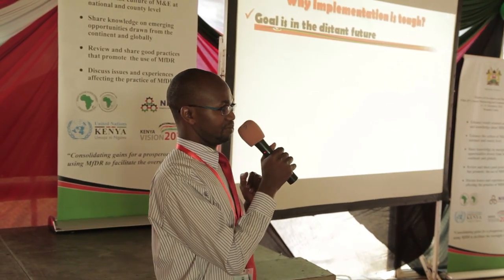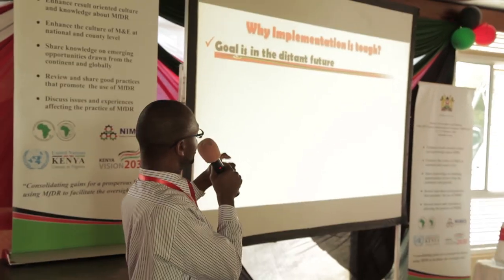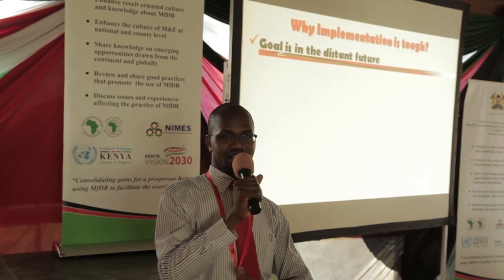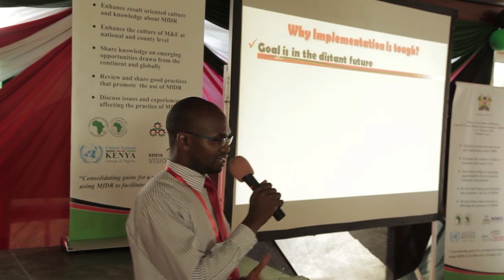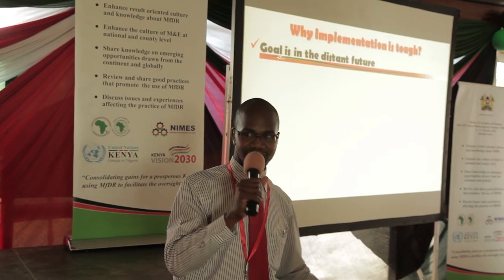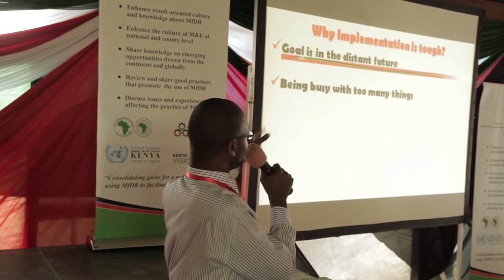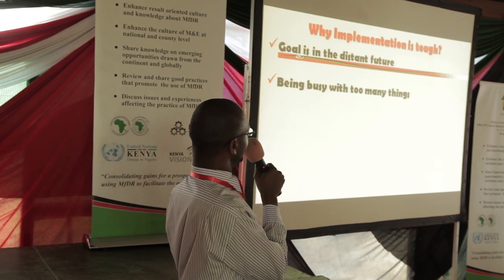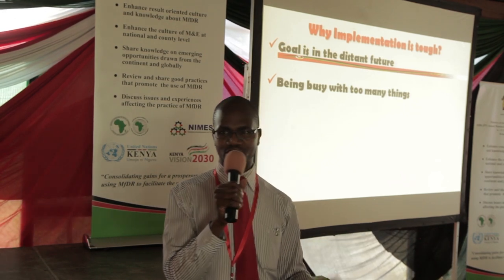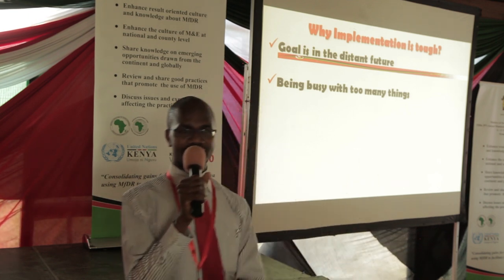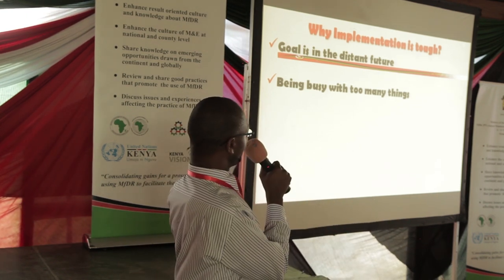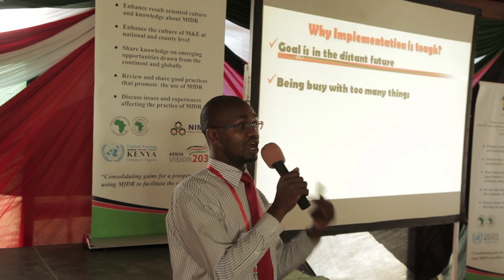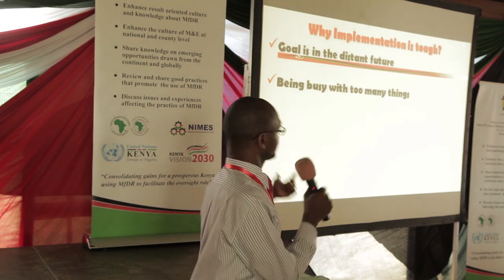Why is implementation tough? Because, one, sometimes the goal is in a distant future and people are not able to relate to it from now, and you want to achieve it in the next probably 6 months. But when you are just talking about 90 or 100 days, more or less 3 months, then the goal moves almost near. Another reason why it's tough is that we are too busy with too many things. Oh, you have to go to Kisumu, you have to be here for budgeting, you have to be there. Being too busy with too many things is one of the reasons why implementation of our RRA or of our work plans becomes tough.